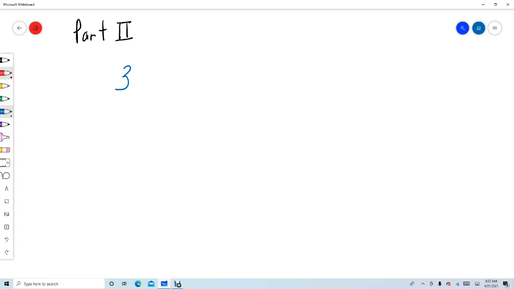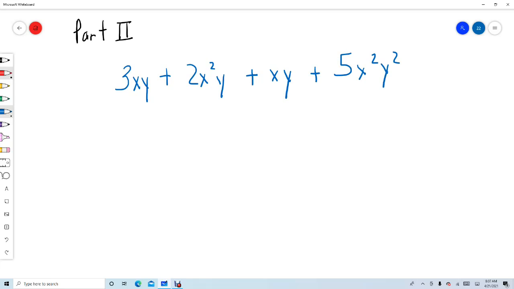All right, so if I have 3xy plus 2x squared y plus xy plus 5x squared y squared plus x squared y. All right, now we want to add like terms here. Let's first figure out how many different terms I have. I have an xy here. There's an xy. That's it.